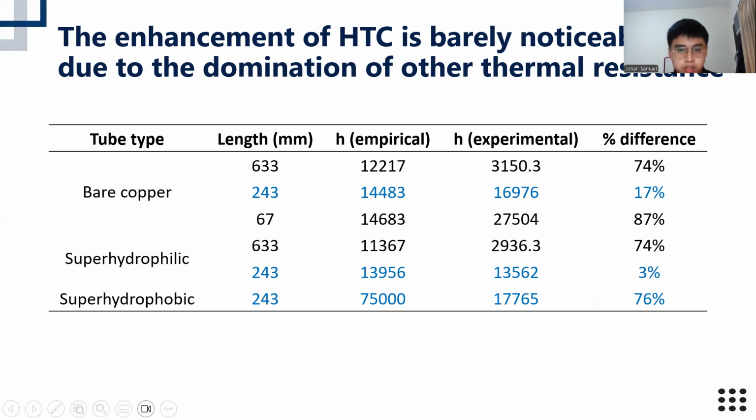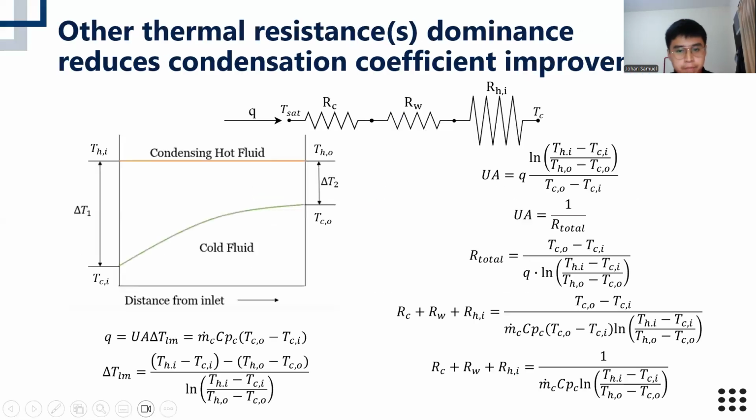And as we can see, there is no significant improvement of the coated tube relative to bare copper. The superhydrophilic surface induces a 20% decrease, meanwhile superhydrophobic generates only a 4.5% improvement. So the unnoticeable difference of heat transfer coefficient was caused by the limiting factor of high convective thermal resistance due to the internal flow of water.